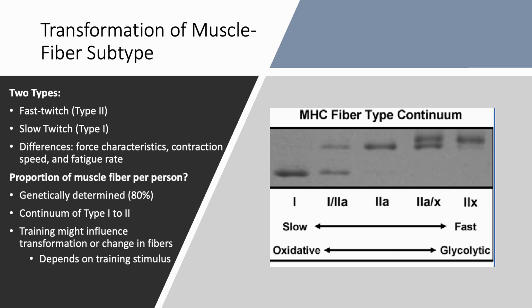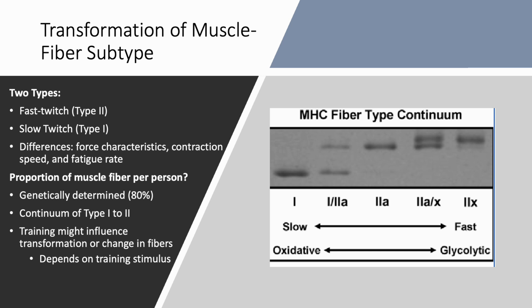Slow twitch is exactly as it sounds. It is slow at producing high velocity and high force. But the trade-off is that it has a much higher resistance to fatigue. So in the image to the right, you can see where it says slow and oxidative underneath type 1. These fibers are smaller in size, but have a whole lot of mitochondria. Therefore, they have a lot of ATP ability to maintain exercise for a longer period of time.